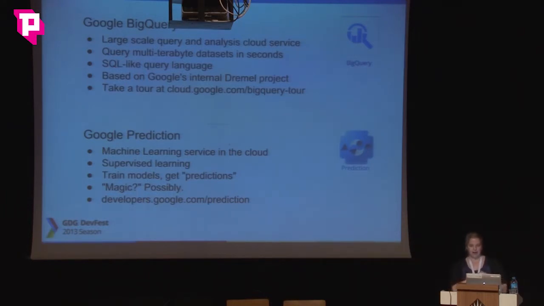Prediction API, this is machine learning. So it's Google's technologies for machine learning, except it's available publicly, and it's really cool. So if you want to do some machine learning analysis of your data, the prediction API is where you want to look for that.